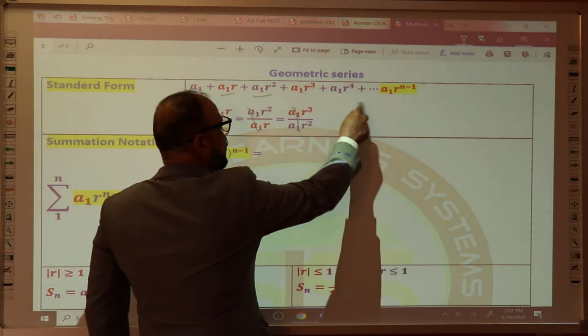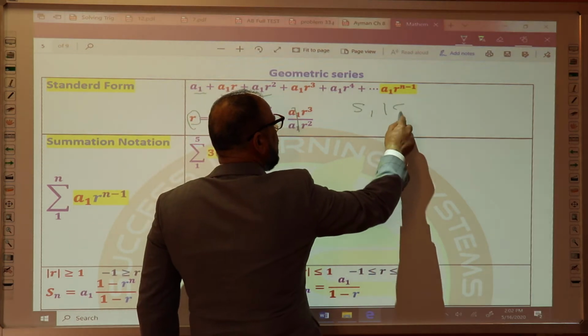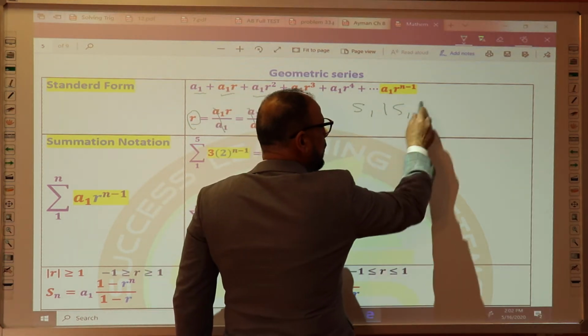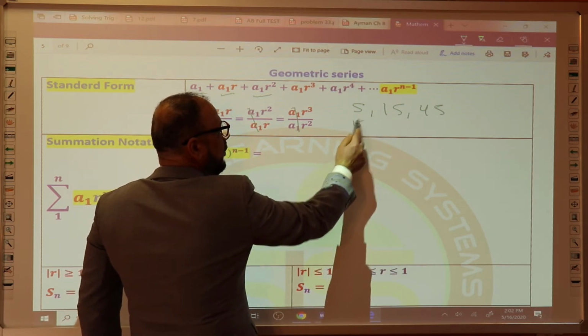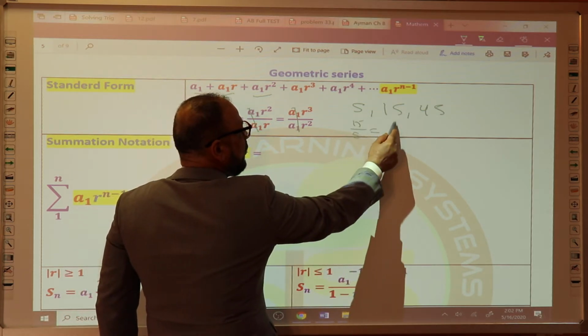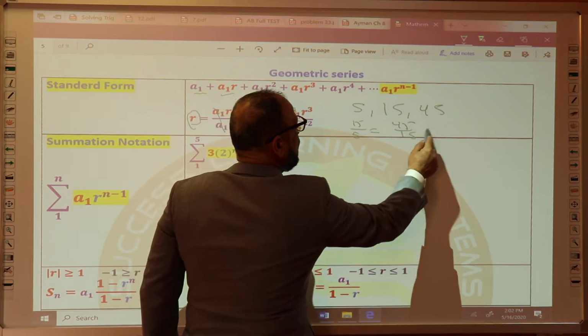Example: 5, 15, 45. If you divide 15 over 5, this will be the same as 45 over 15, which is 3.